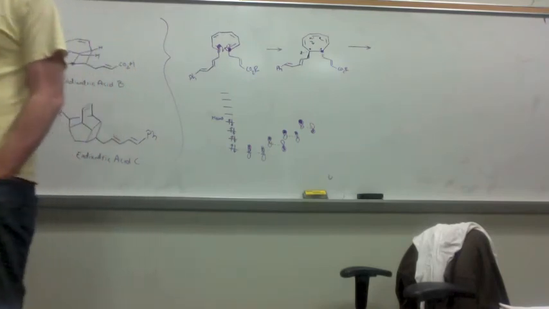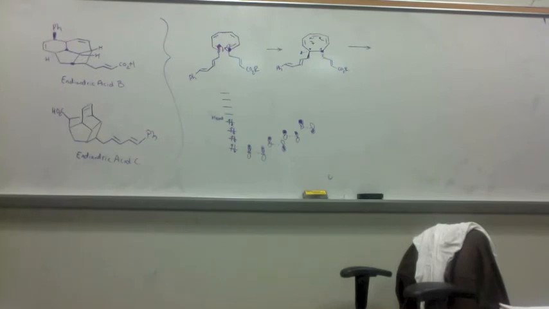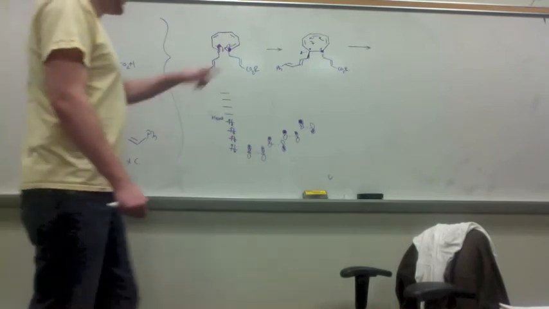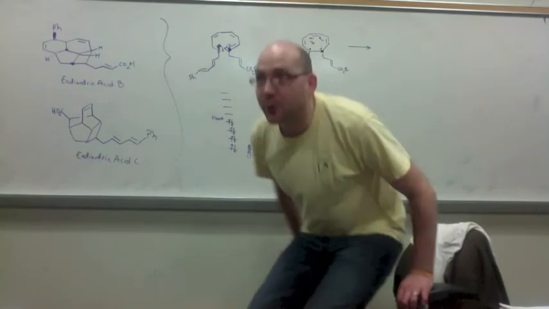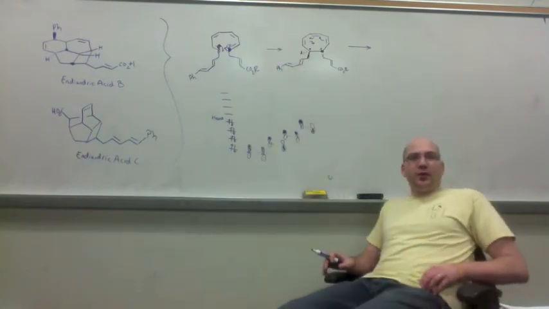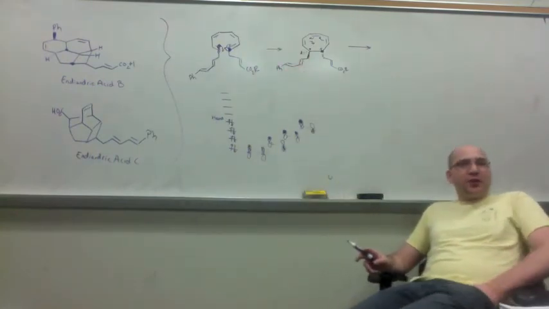So how about everybody try to draw that product? Take out a piece of paper and try to draw this 6-pi electrocyclic ring closing process. And what I'd like you to do is draw both. There's going to be two diastereomers, so try to draw both diastereomers.